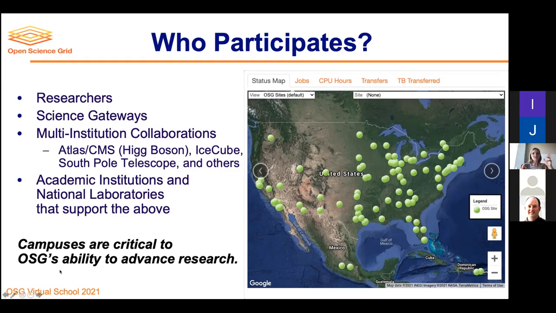But campuses are really critical to OSG's ability to advance research because they make up, by and large, the largest number of sites that contribute resources somewhere into the Open Science Grid, often by collaborating with the researchers they support, who maybe are part of a collaboration or who care to have access to the capacity.